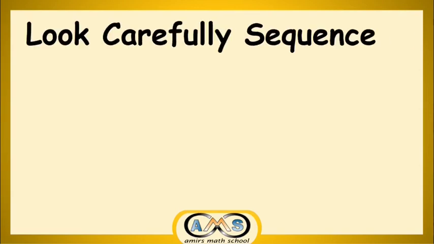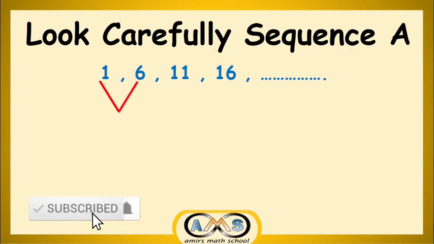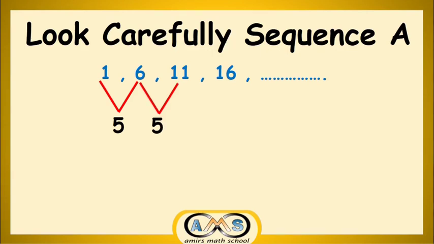Look carefully at sequence A, that is 1, 6, 11, 16, and so on. Try to identify the pattern of this sequence, that is, how this sequence is formed. For this, first we take the difference between the second term and the first term. Here the difference is 5. Similarly, the difference between the third term and the second term is also 5, and the difference between the fourth term and the third term is also 5.